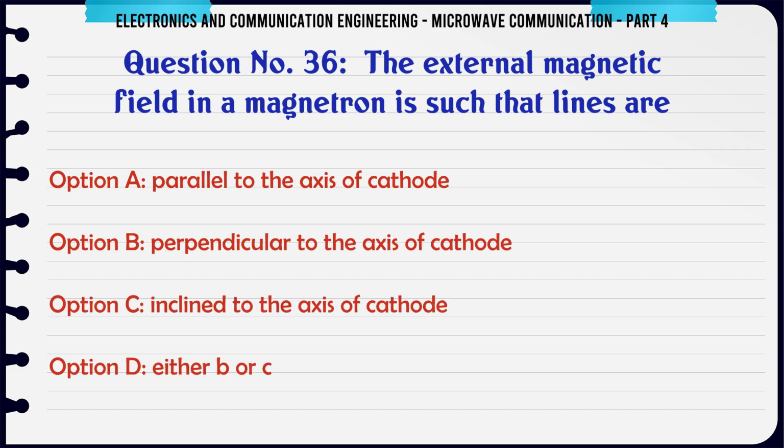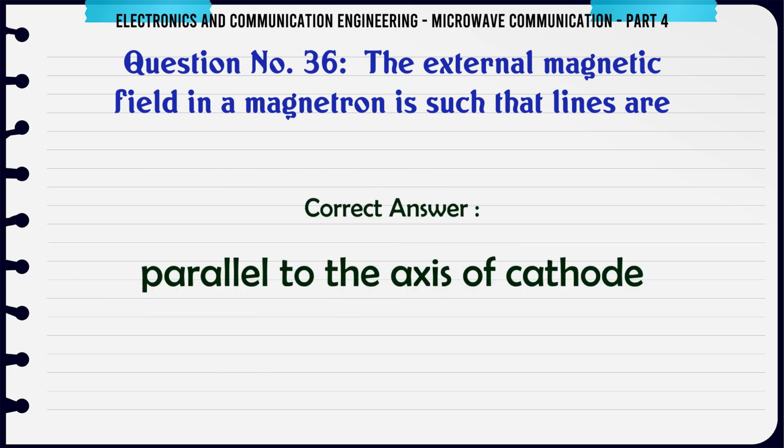The external magnetic field in a magnetron is such that lines are A. parallel to the axis of cathode, B. perpendicular to the axis of cathode, C. inclined to the axis of cathode, D. either B or C. The correct answer is parallel to the axis of cathode.